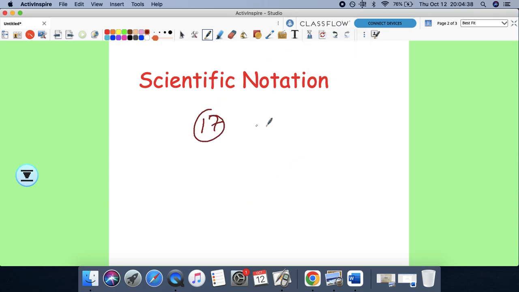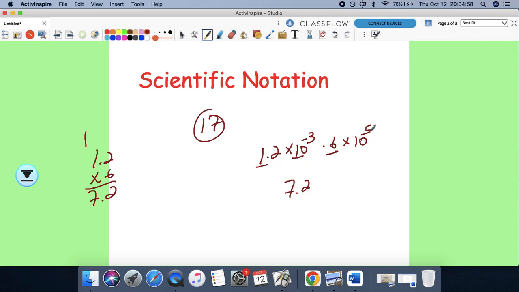17. 1.2 times 10 to the negative 3 times 6 times 10 to the 5th in standard form. So let's multiply our first factors in each. So 1.2 times 6, that's a 12 carrying 1, so that's 7.2. Now we're multiplying, so think about this. Go back to your laws of exponents. Bases are the same. We add the exponents, so that ends up being 10 to the 2nd. So that's our answer.